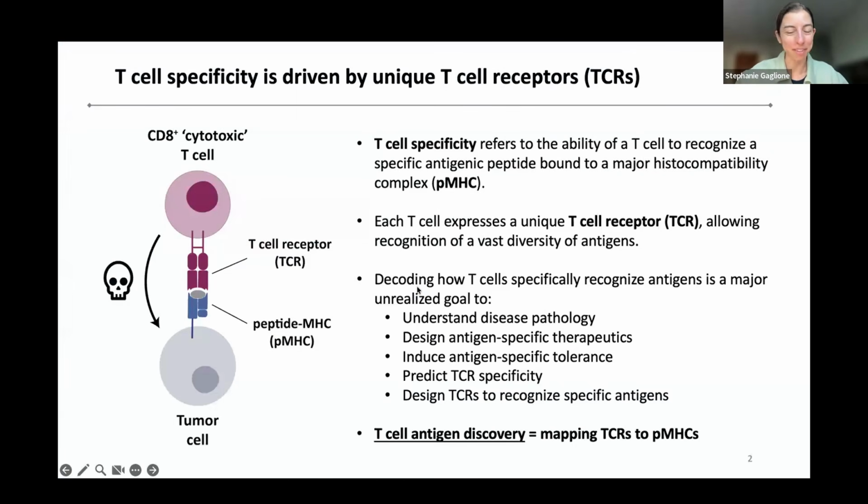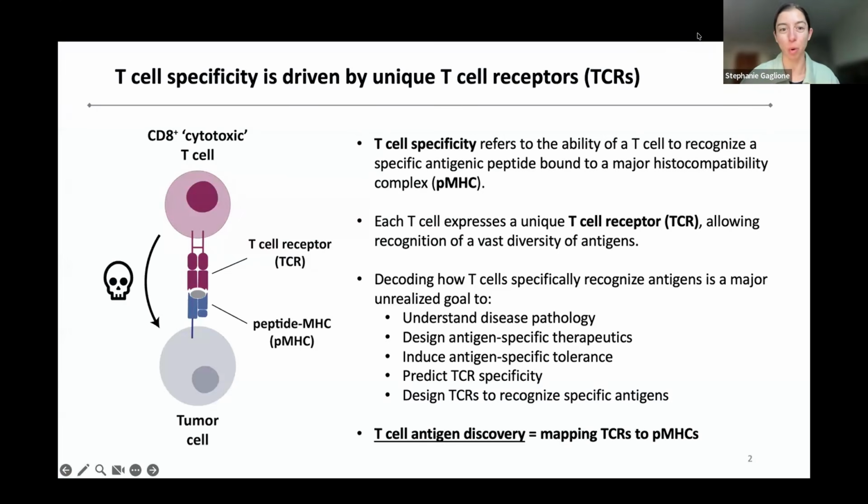So, just an opener, obviously this audience needs no introduction to this. T cell specificity refers to the ability of T cells to recognize specific antigens. Every T cell has a unique T cell receptor that enables it to recognize antigens, which is a critical piece of information that we need to understand for disease pathology, to design targeted therapeutics, and to induce antigen-specific tolerance.